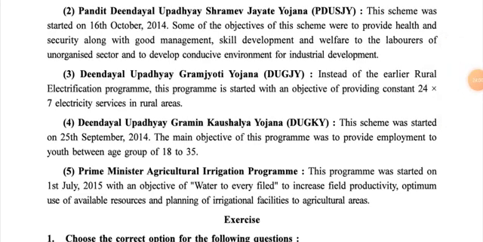Plan number three, that is Deendayal Upadhyay Gram Jyoti Yojana, DUGJY. Instead of the earlier rural electrification program, this program is started with an objective of providing constant 24/7 electricity services in rural areas. Basically, in India, we neglect the rural areas for basic and infrastructural facilities. From independence up to the 1990s, or we can say up to 2000, electricity in rural areas was available for only 8 hours a day, and for irrigation purposes only. The remaining 16 hours were without electricity.